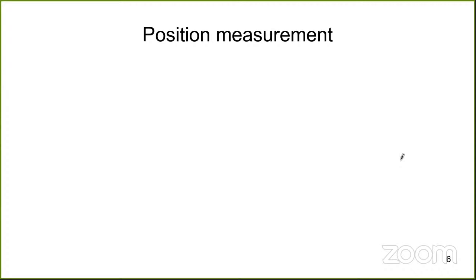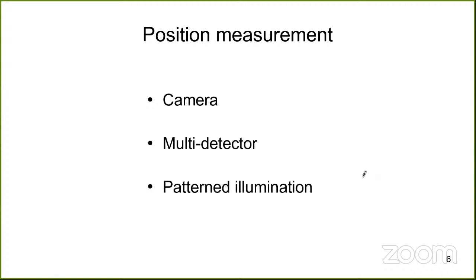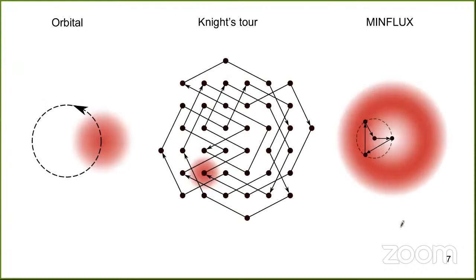There are many strategies which can roughly be divided into the categories of camera-based, multi-detector, or patterned illumination approaches. And we focus in this study on the patterned illumination approach. So we considered three commonly used methods, namely the orbital method, the Knight's-Tour method, and MINFLUX.